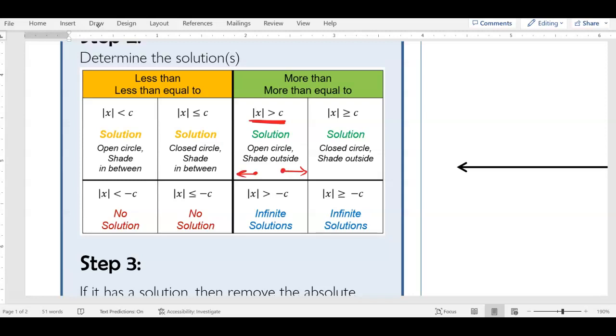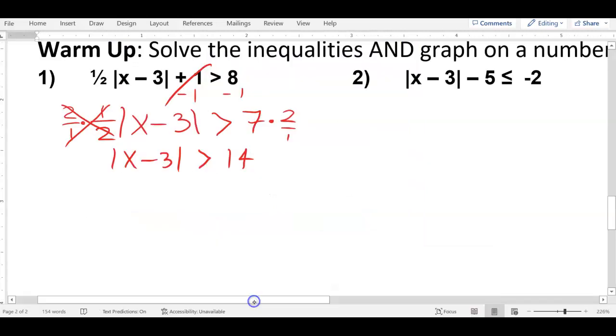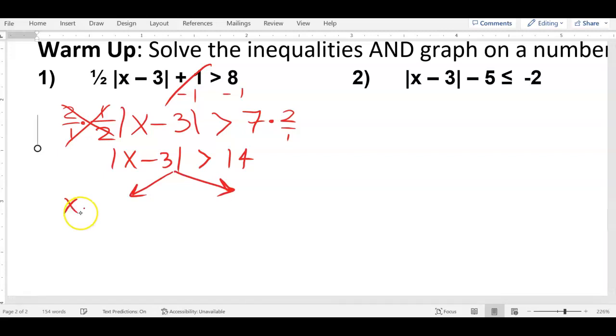Okay, so let's go back. So remember, this splits into 2 inequalities. The first inequality is going to look the exact same as this, but it's going to have no bars. So x minus 3 greater than 14. That's one of my inequalities.